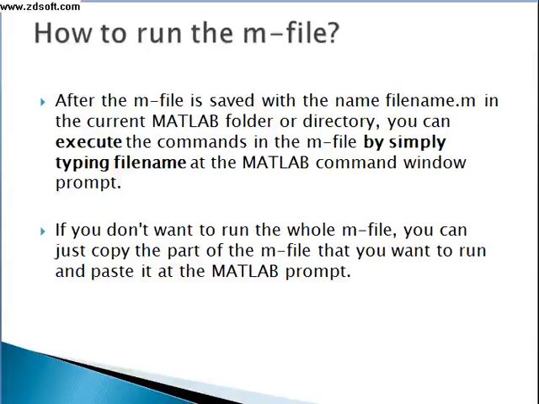Now, how to run the M file? After the M file is saved with the name filename.m in the current MATLAB folder or directory, you can execute the commands in the M file by simply typing the file name at the MATLAB command window prompt. Suppose your file name is filename.m, then in the command window type filename and press enter. Then you can get access to that file. If you don't want to run the whole M file, you can just copy the part of the M file that you want to run and paste it at the MATLAB prompt.